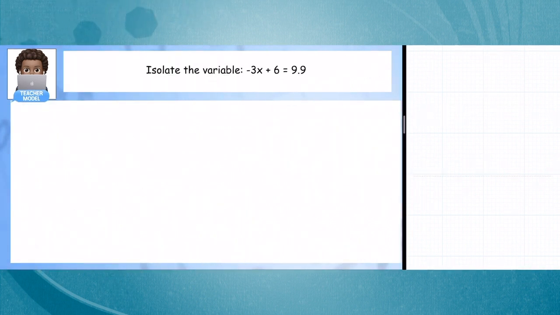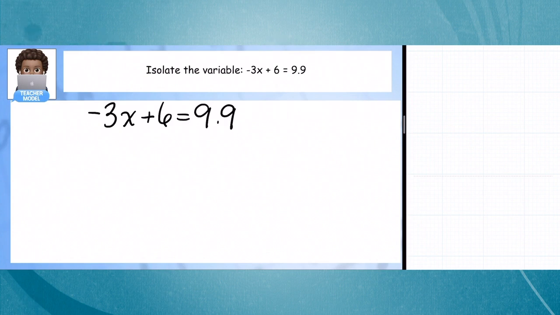For guided practice, let's get some fluency going. We're just going to solve these 2 quick equations. We're going to solve for the variable. In other words, isolate the variable. So negative 3x plus 6 equals 9 and 9/10.